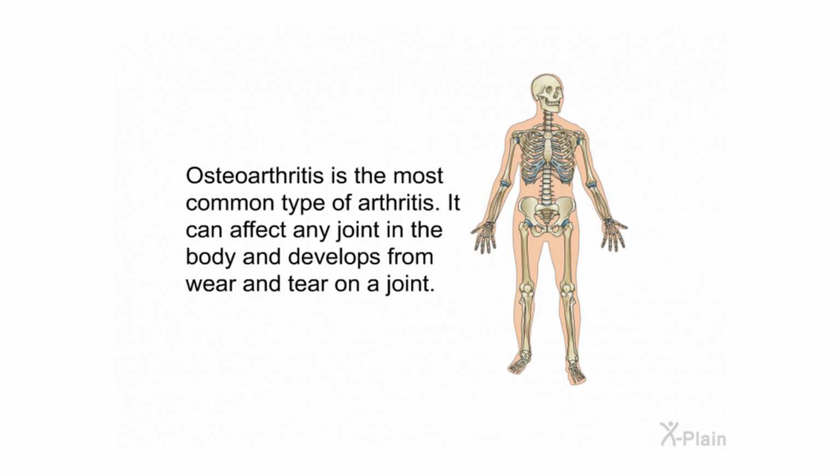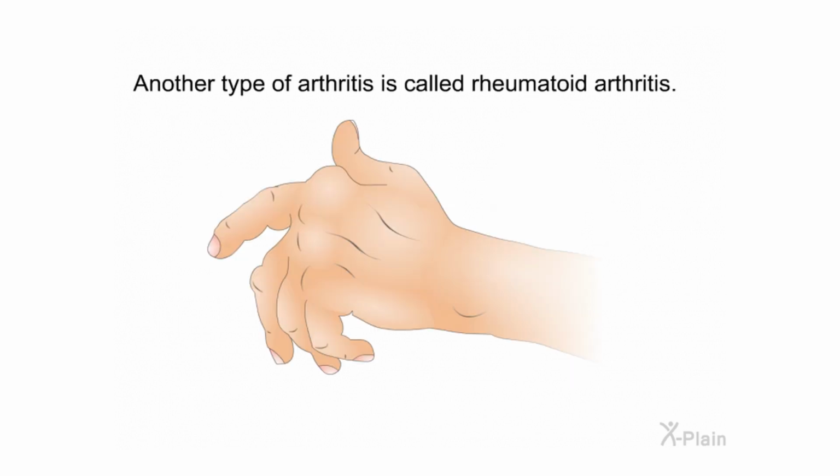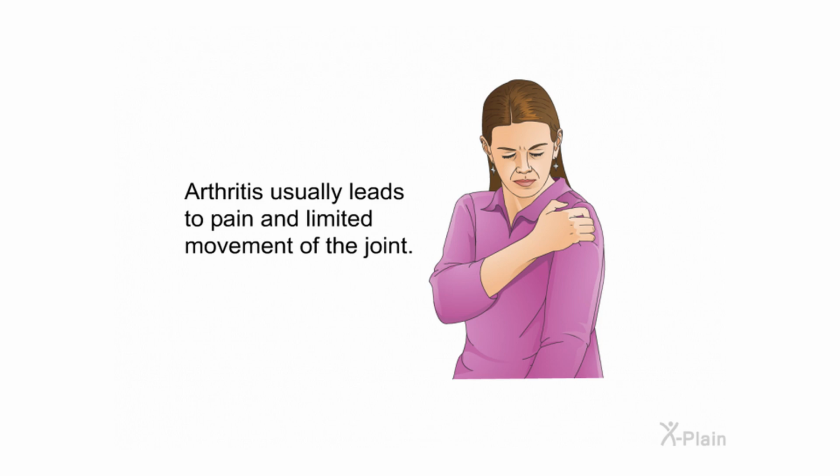Osteoarthritis is the most common type of arthritis. It can affect any joint in the body and develops from wear and tear on a joint. Another type of arthritis is called rheumatoid arthritis. Arthritis usually leads to pain and limited movement of the joint.